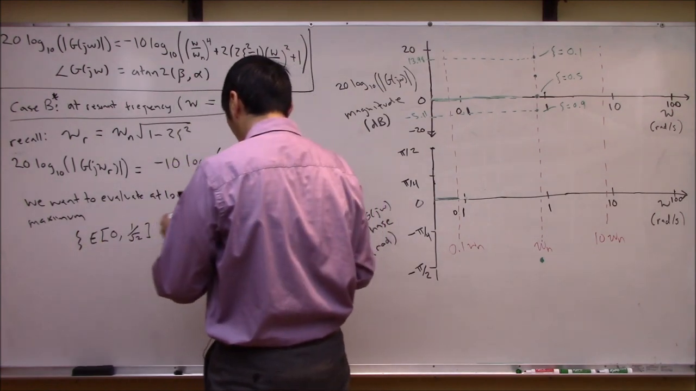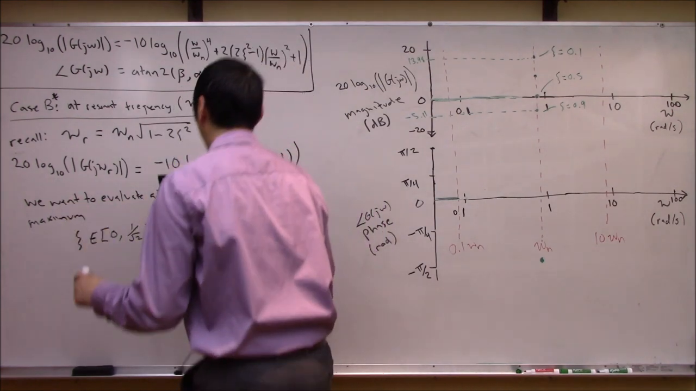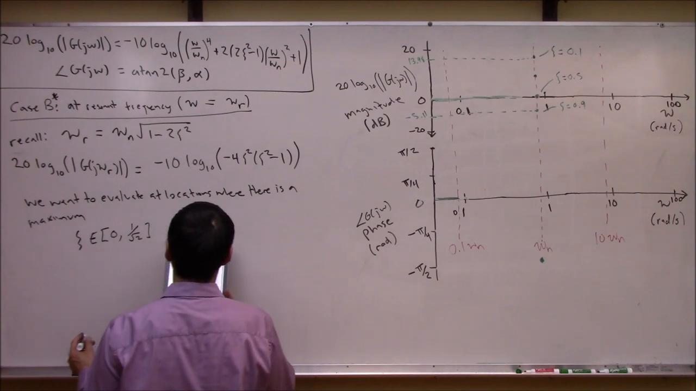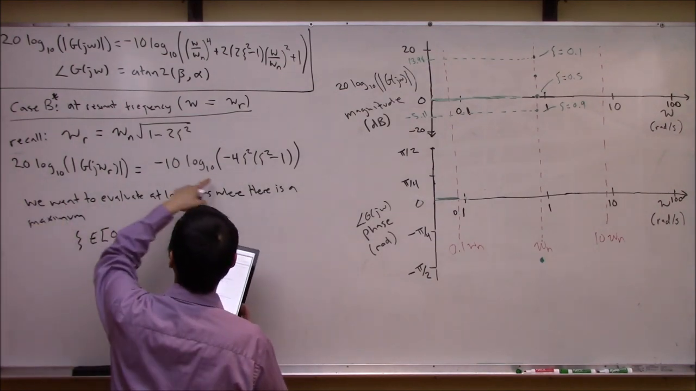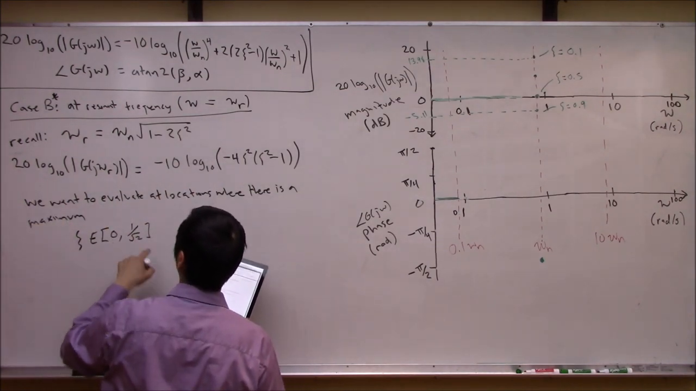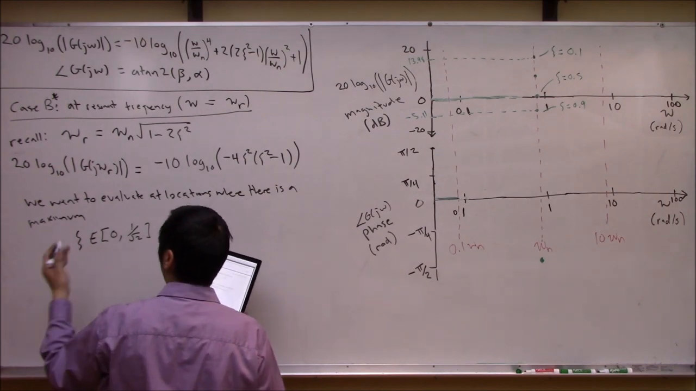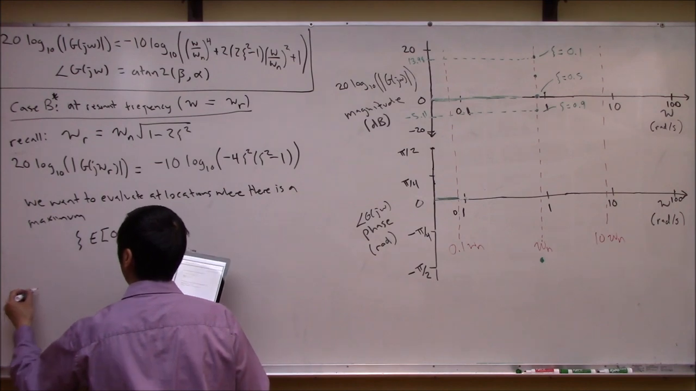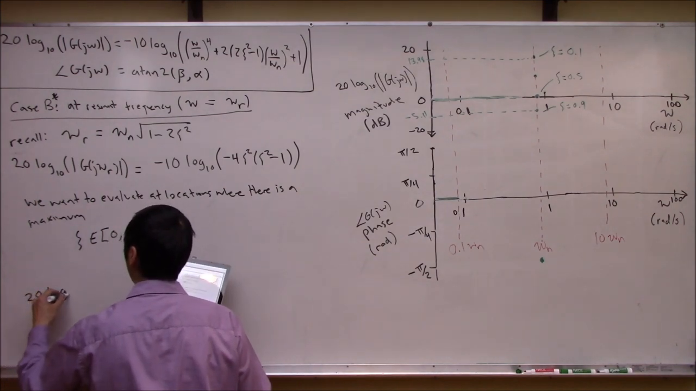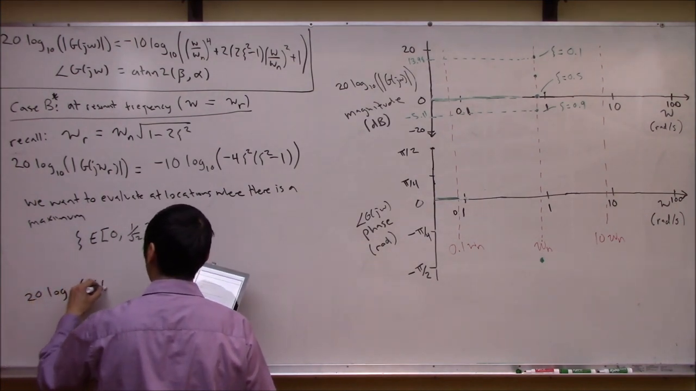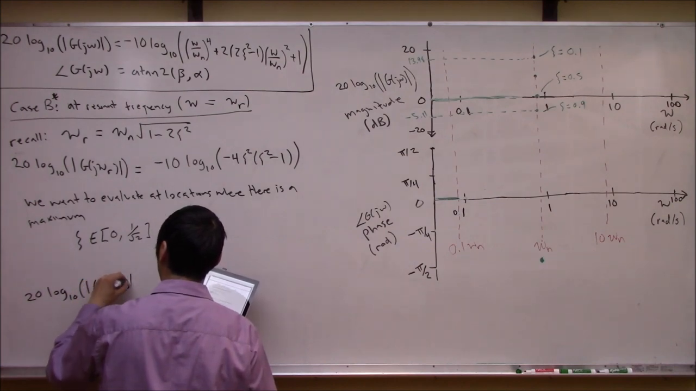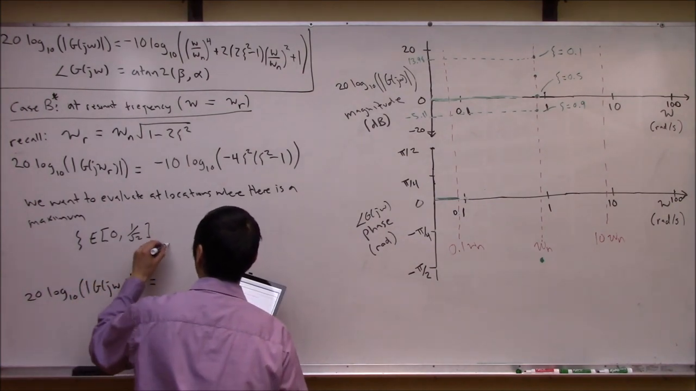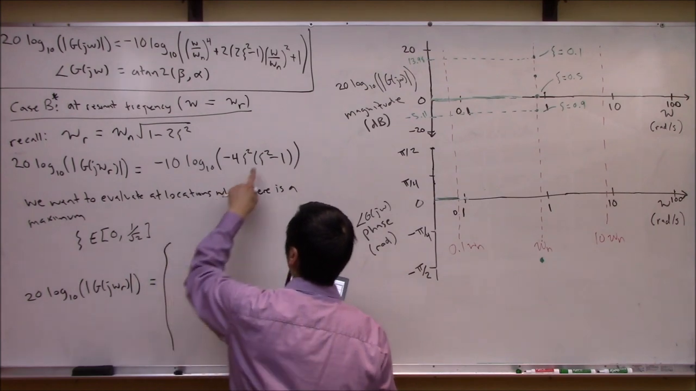Okay, so why don't we go ahead and look at that here? What we can look at is this expression when zeta is 0 or when zeta is, say, root 2. So let's again write down a little table. I want to look at 20 times log base 10 of the magnitude of g of j omega resonance, which is basically a function of zeta.